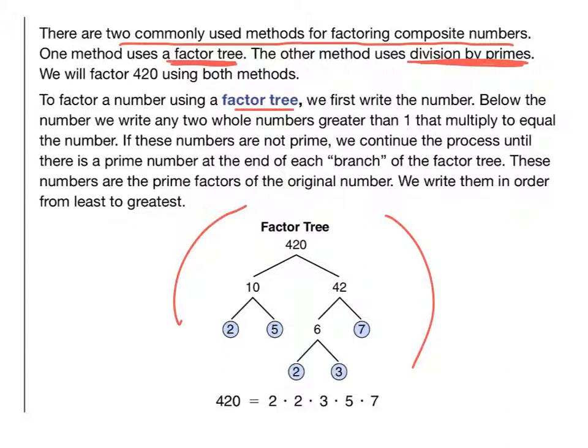So factor tree, we break it down into the factors of 420. So 10 times 42, but 10 and 42 are not prime, so you have to break them down into their prime numbers. 10 is 2 times 5, so that's prime. 42, 6 times 7, 7 is prime. Then you break 6 down into 2 and 3. The numbers that are circled, those are the prime factors that when you multiply them all together, you will get 420. So this is called the prime factorization of 420. The next method is going to be division by primes. So let's look at that.